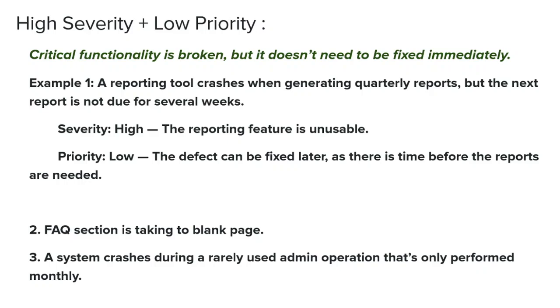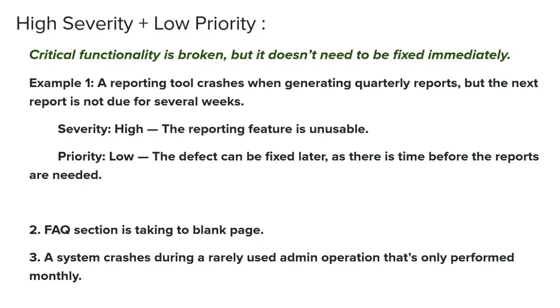So business impact is high because the FAQ section is not working. But its priority is low because it is not an immediate fix; you don't have to fix it immediately. Users visiting the FAQ section are very low, and it is not impacting any other functionality. It is just impacting the FAQ section. That's why its priority is low.